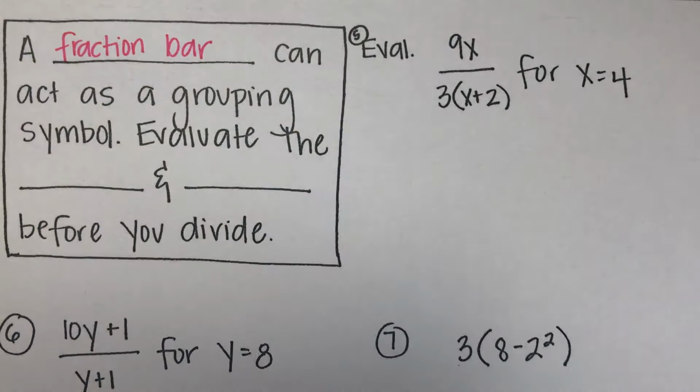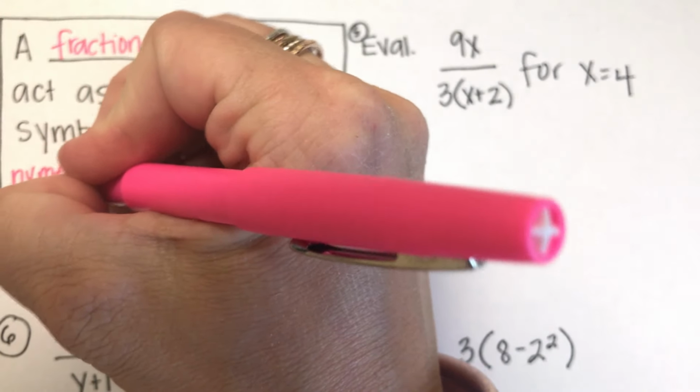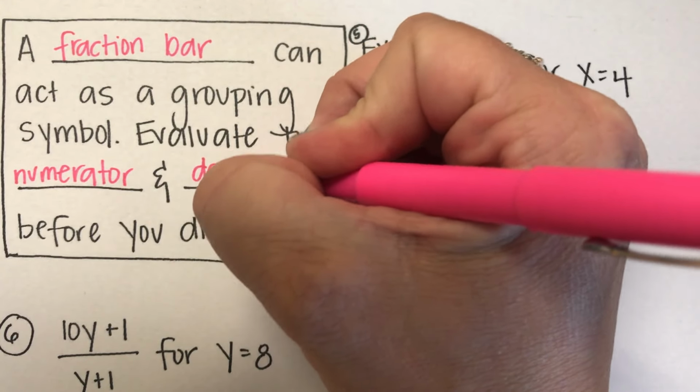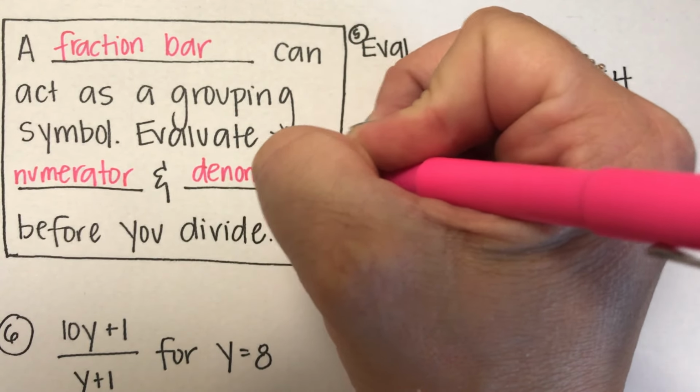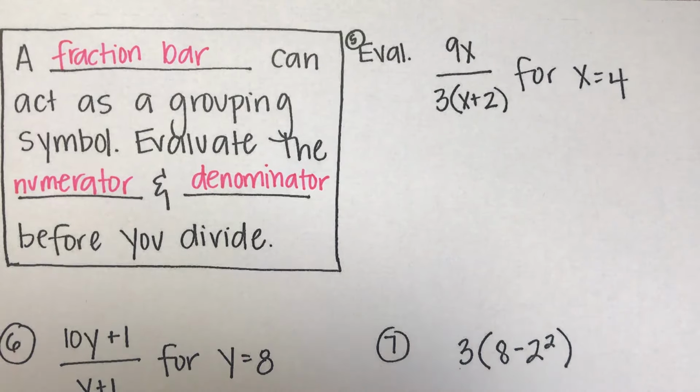Okay, it can act as a grouping symbol. We're going to evaluate the numerator and the denominator before we divide. So the fraction bar itself is a grouping symbol. You work out the top of the fraction, then you work out the bottom, and then you work out the fraction as a whole.